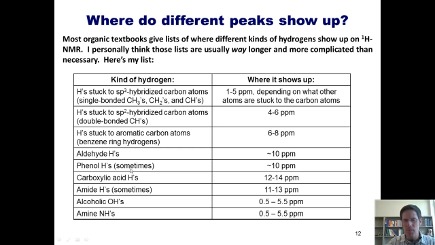Phenol hydrogens sometimes appear at the same place, although I've seen them appear in other places, and they can vary depending upon the solvent and concentration at which the proton NMR is run. Carboxylic acid hydrogens usually appear 12 to 14 ppm. Amide hydrogens sometimes appear 11 to 13 ppm, although once again I've seen a lot of variability there. Alcohol OHs appear 0.5 to 5.5 ppm, and amine NHs appear 0.5 to 5.5 ppm as well. Once again, in these last two, I've also seen a tremendous amount of variability depending on the concentration or the temperature or way in which the sample is run.